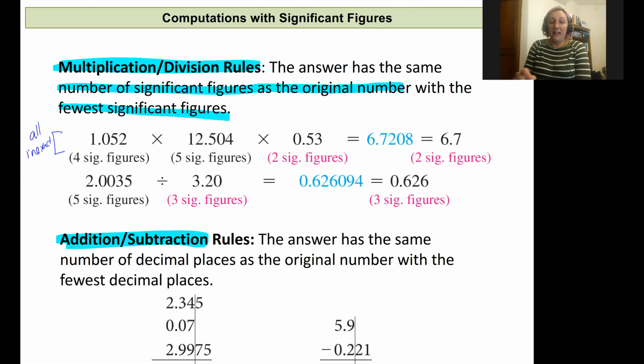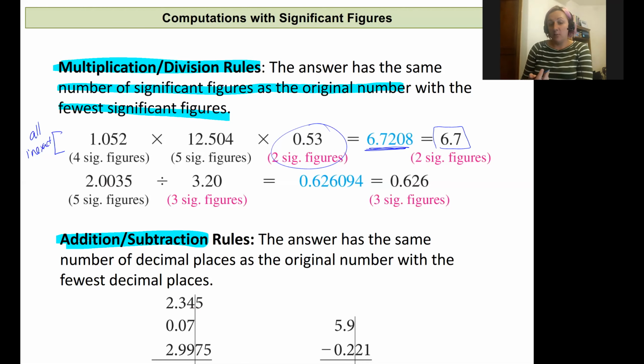Then the value I get when I plug this into my calculator is this big long number right here, 6.7208. I'll report the number of significant figures that matches the least significant figures within the 3 numbers that are multiplied together. And that's this 0.53. It has 2 significant figures. So I'll round my number to 2 significant figures when I report it. And the idea here is that we are going to always report with the least amount of certainty that we have from the instruments that we used.